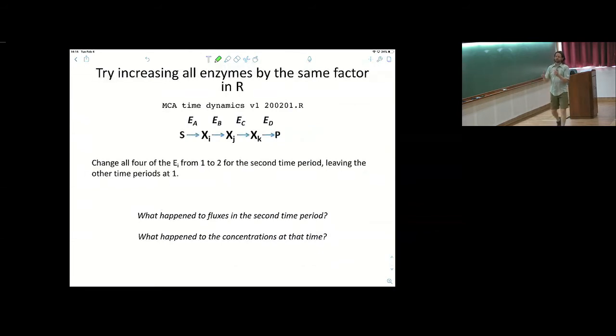Taking this first model, let's try doubling everything. So use that second time period, and we want to change that number 1 to 2 for each of the enzymes. So there'll be a period of time that all of them are going to be doubled, and then they're all going to be cut back in half to the original amount, right? And then we can see what happens.